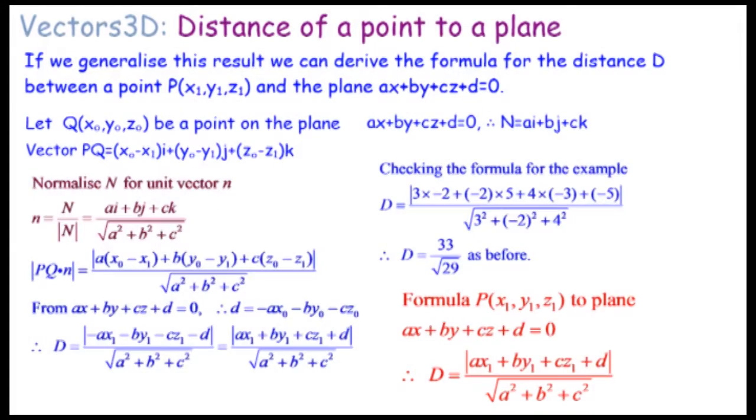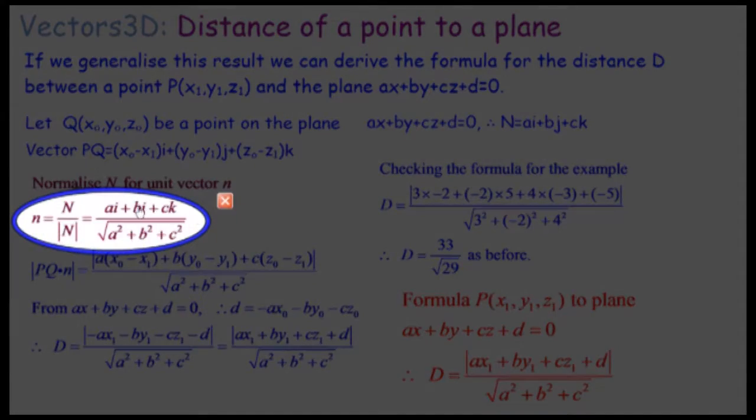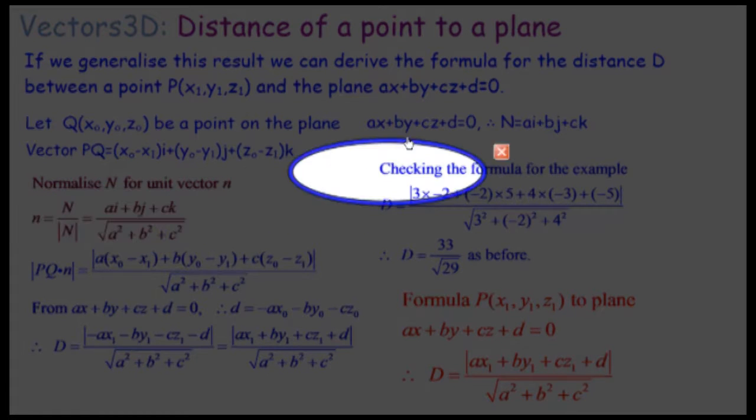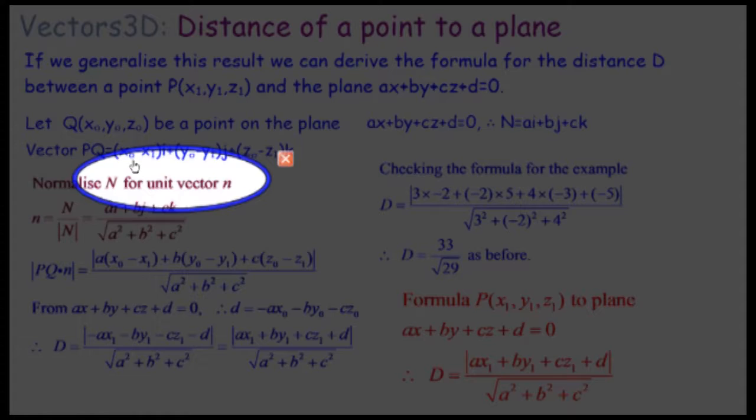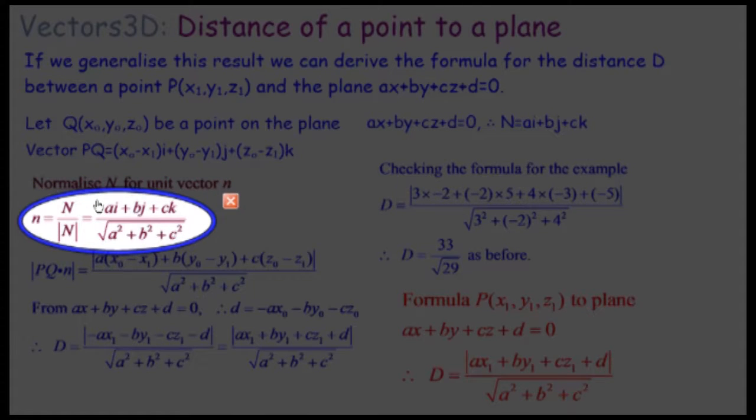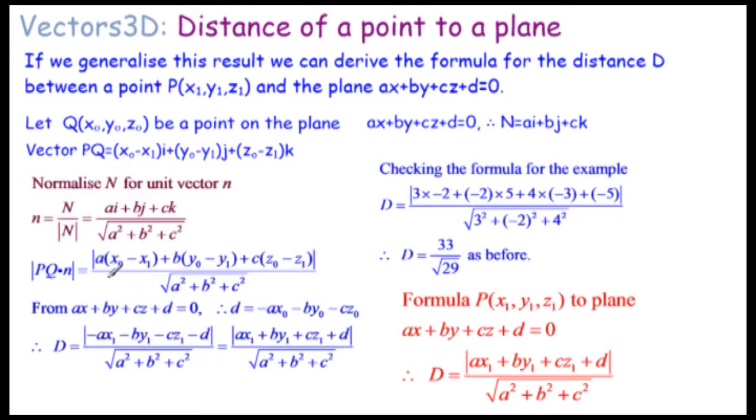Again, you can see here, we'll let the normal be generalized to ai plus bj plus ck, and then obviously we normalize it by dividing by the square root of a squared plus b squared plus c squared, to get little n, the unit normal vector. Then we do the dot product. Now the dot product again, as you can see here, is just corresponding components multiplied together.